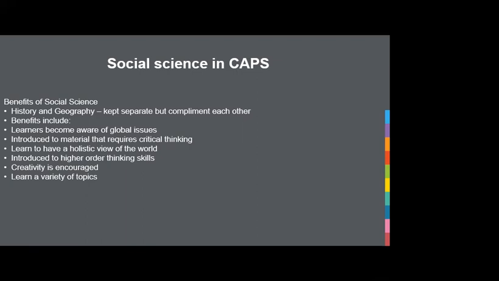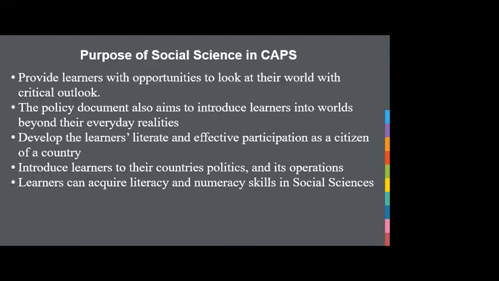Students were also given a chance to gain appropriate information and data in various contexts. For example, in order to investigate poverty in the society, students require knowledge of subjects such as history, economics, and politics. And as you know, social science is a combination of many other disciplines. So the purpose of social science in South Africa, according to the curriculum assessment policy, is to provide learners with opportunities to look at their world with a critical outlook. The policy document also aims to introduce learners to worlds beyond their everyday realities.